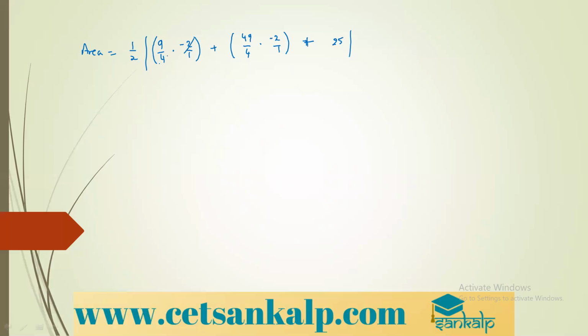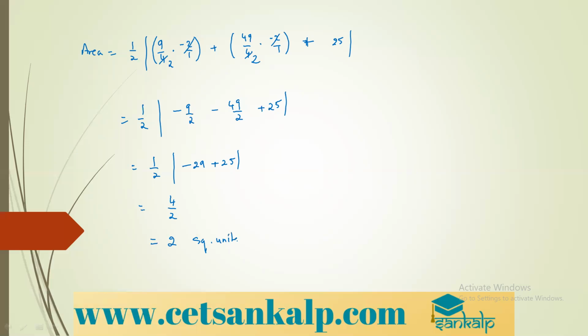And so I will have two twos. Here also two twos. So 1/2 into minus 9 by 2 minus 49 by 2 plus 25. So half into minus 58 by 2, which is minus 29 plus 25. Minus 4, because absolute value is there, 4 by 2. So area is just 2 square units. Only it is the matter of simplification.